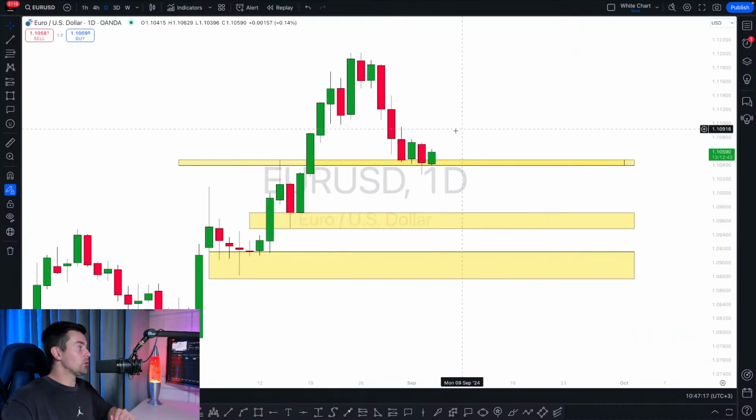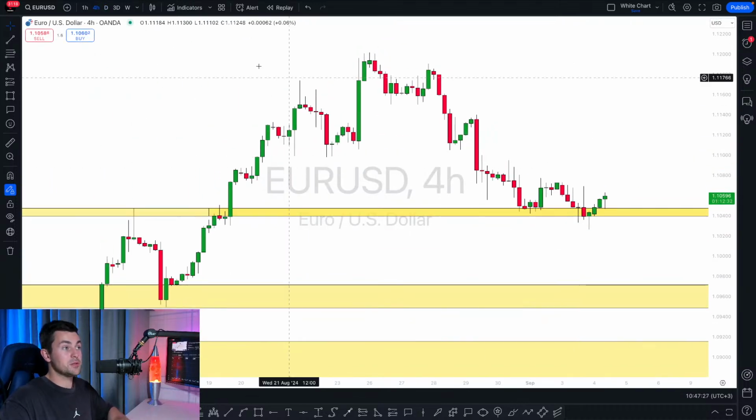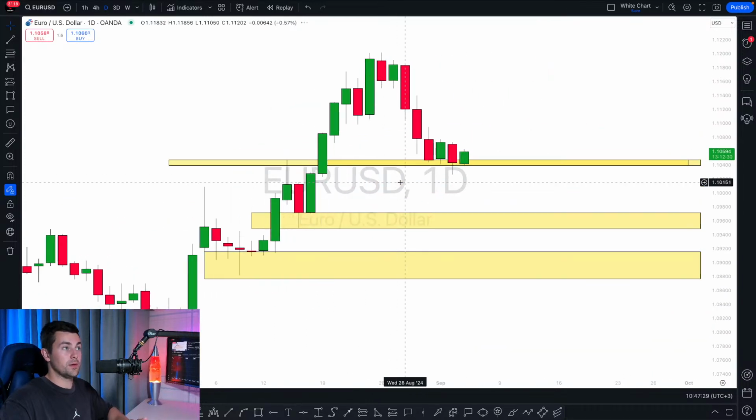So here in EURUSD, we see a clear test of that key support. And here we can also look for some bullish confirmation. But there is a very big problem with EURUSD at the moment.